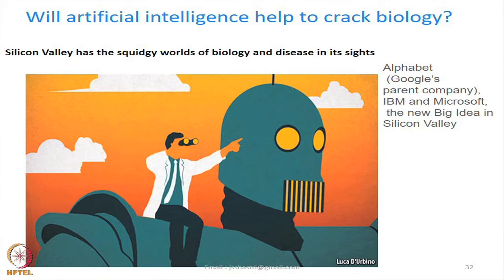So this is the last part of my presentation, which I thought was important to you people and for us, and that's where we could bridge the gap of artificial intelligence. Would it help to crack biology? And as I understand, there are lots of companies who are working on this project: Alphabet, IBM, Microsoft, all the big companies in the Silicon Valley.